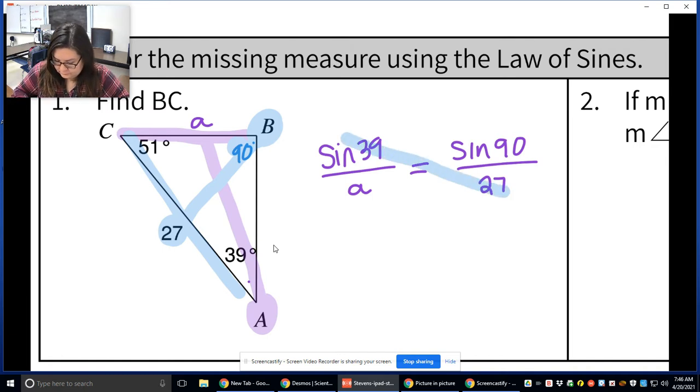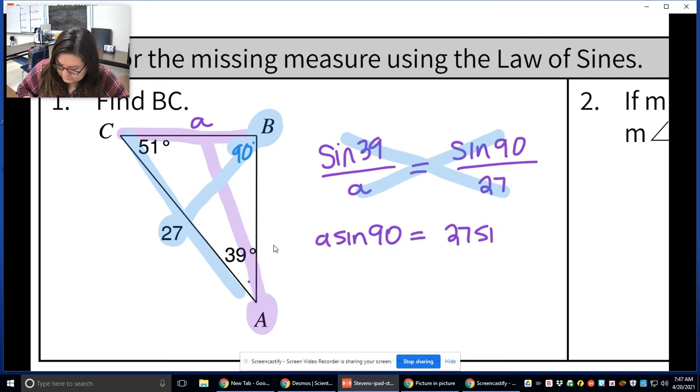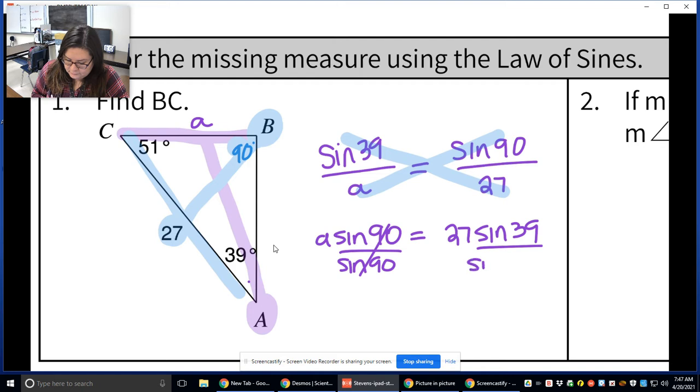Now we're going to cross multiply, kind of like an X like that. So that will give us A sine 90 is equal to 27 sine 39. Then I am trying to solve for A, so I need A to be all by itself. So we are going to divide both sides by sine 90, that way it can cancel out from the left. So A is going to equal whatever that expression ends up being.